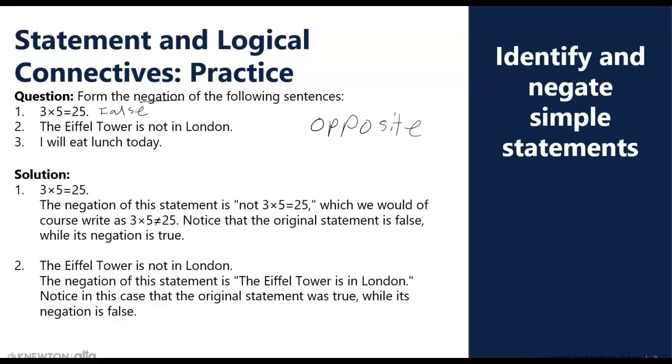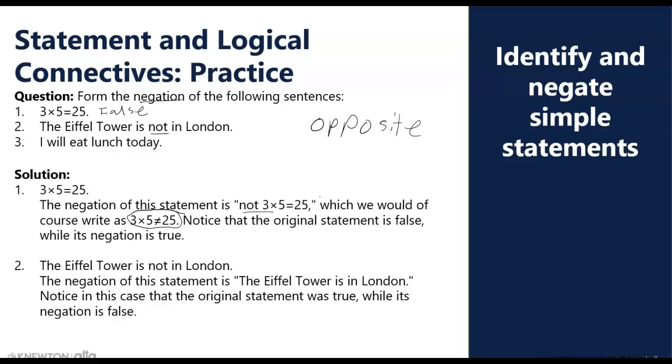So if I say 3 times 5 is not equal to 25 in math, or we say not 3 times 5 equals 25, I would say 3 times 5 is not 25. The statement is false. The negation is true. There's no way they could have the same value. They're both statements, so that's a proper negation. Now we have another statement. The Eiffel Tower is not in London.